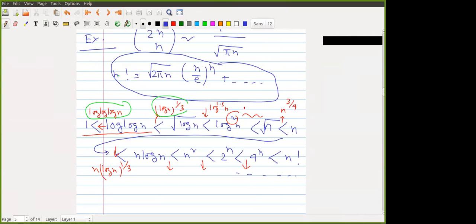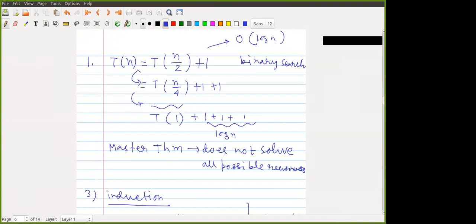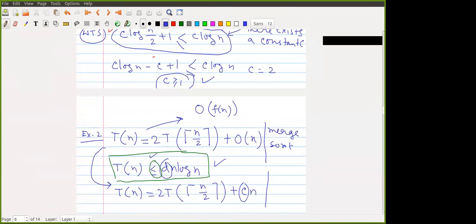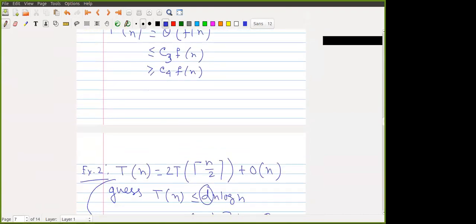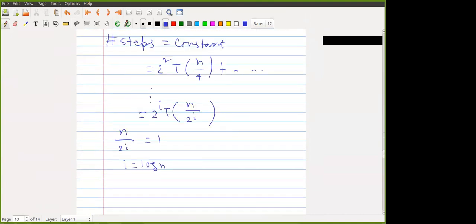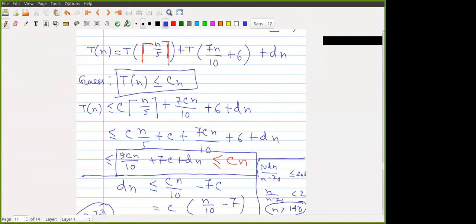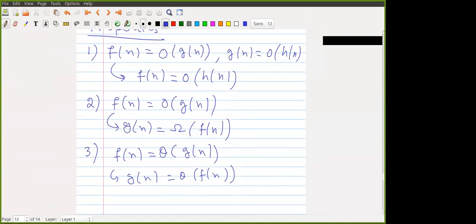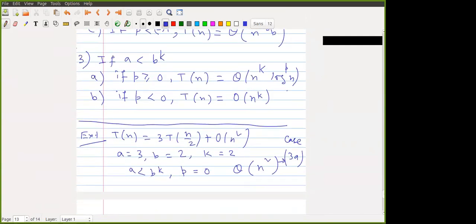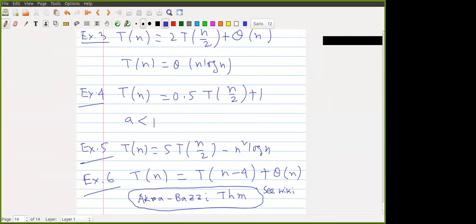Since we are considering asymptotics, we are only considering when n becomes large enough, when n goes beyond some threshold. Finally we saw three examples: one for this binary search recurrence, proved by induction, then merge sort, and finally the median selection, median finding recurrence, right? I also briefly explained some properties and this master theorem. Also master theorem doesn't work for everything. Okay, so this completes what I wanted to cover.